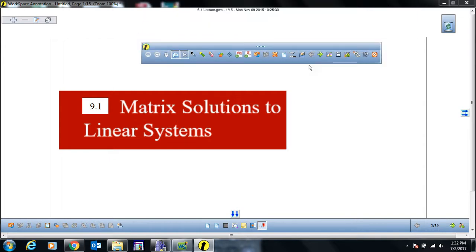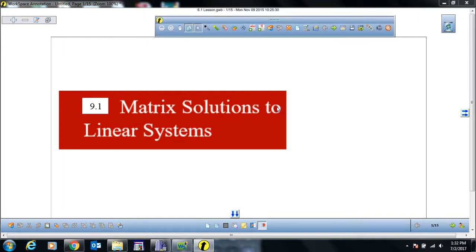In section 9.1, we're going to talk about matrix solutions to linear systems. Basically, it's another method. We're going to learn another method of how we can solve a system of linear equations in 2 or 3 variables by using a method called Gaussian Elimination with Back Substitution or Gauss-Jordan Elimination.